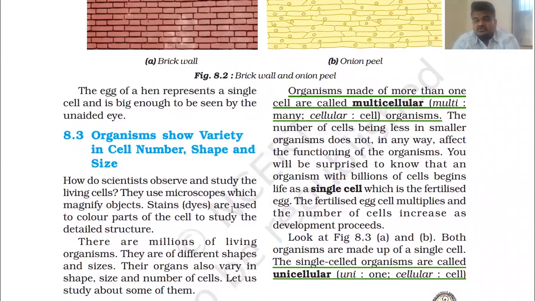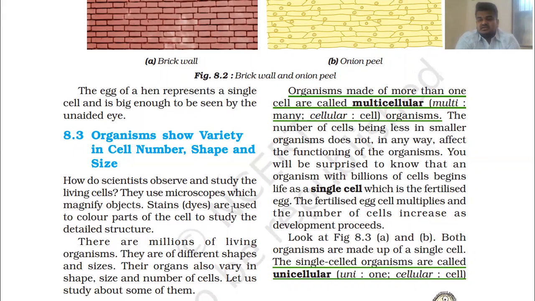Here you are given two definitions. Either the living organism has only one cell or more than one cell. Let's see the names scientists have given to these living organisms. The first one: organisms made of more than one cell are called multicellular.